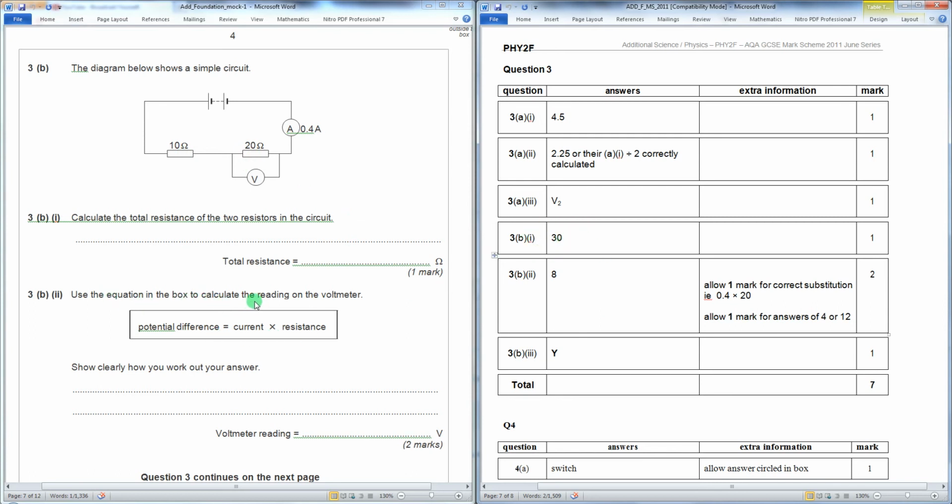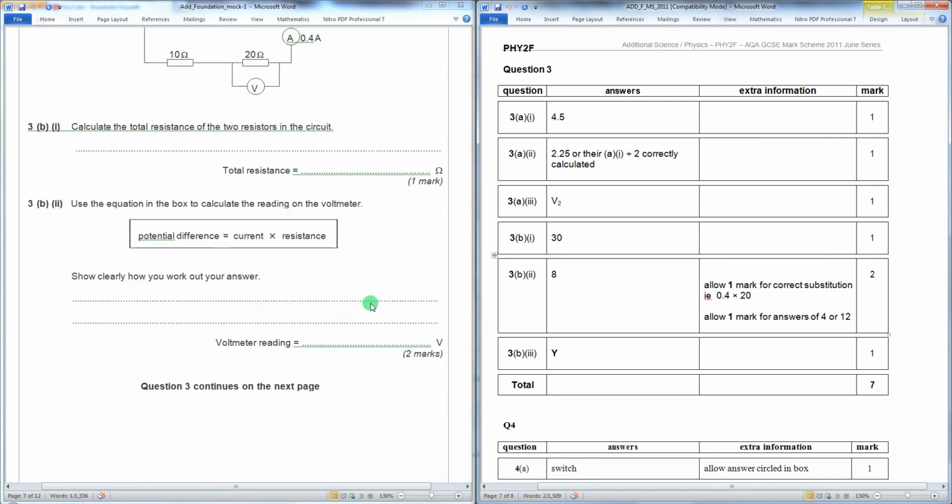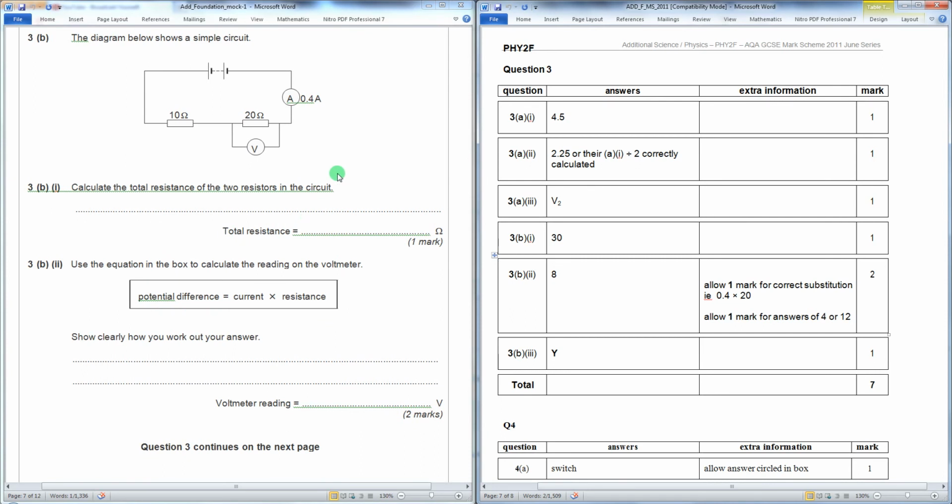Use the equation in the box to calculate the reading on the voltmeter. Well, here's a case where you've got to remember that voltage and potential difference are the same thing, effectively. So the reading on the voltmeter will be the potential difference. So we need to find the information. Well, the resistor we're looking at is the 20 ohm resistor, so that means the 20 ohms will go in for resistance here. Now, what is the current?